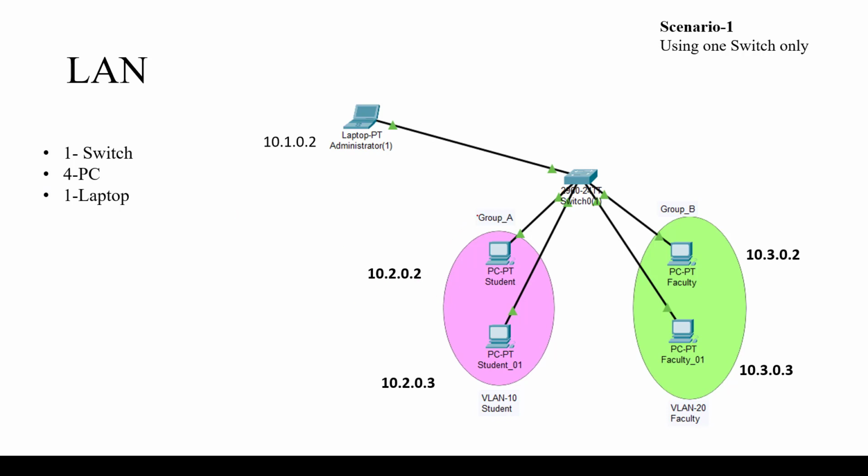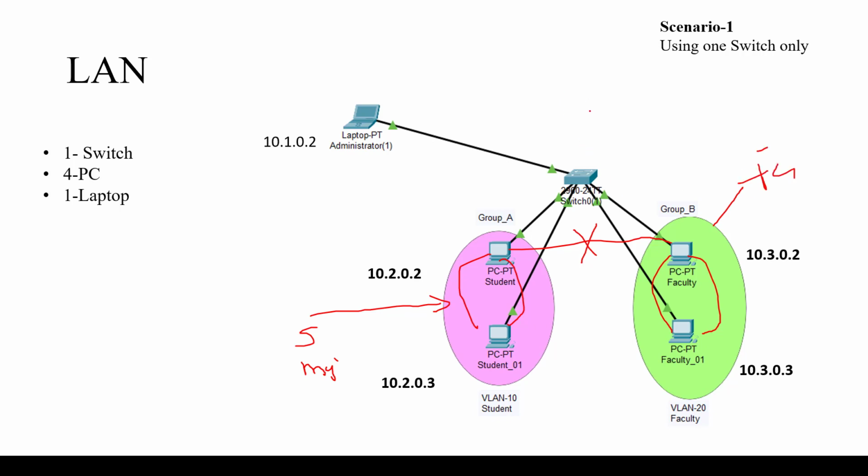But here you can see, as I told you, there is now one scenario. I want to make one group of students and one group of faculty. Students can communicate with each other, faculty can communicate with each other, but students and faculty cannot communicate with each other, right? Second point, I want specific access for the student group, for example only mail or Gmail access, and I want full access for the faculty, right?